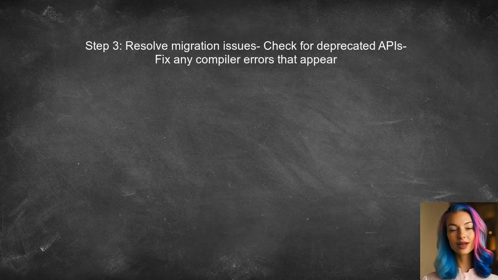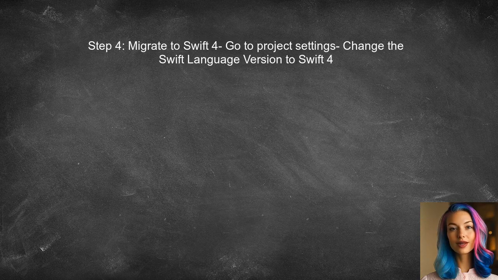After migrating to Swift 3, the user should resolve any issues that arise during this migration. This may involve updating deprecated APIs and fixing any compiler errors. Once the project is stable in Swift 3, the user can now migrate to Swift 4. This can be done by selecting the appropriate Swift version in the project settings.